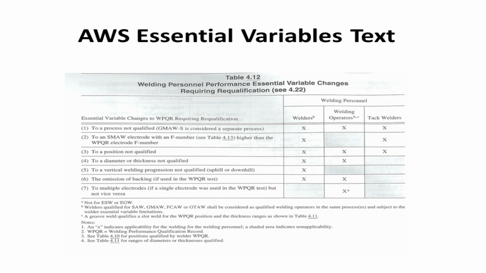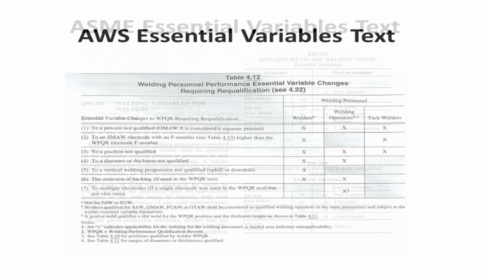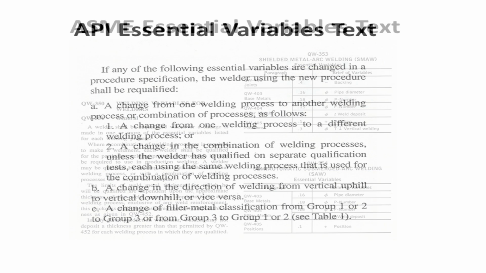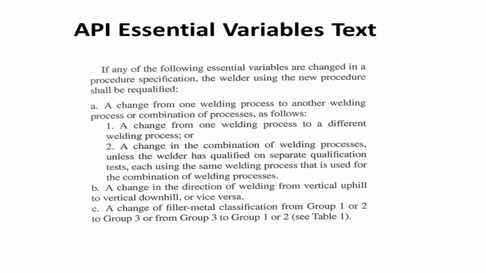Okay, then in the AWS code, you can find a list of essential variables on the chart in table 4.12 in the D1.1. In the ASME, the essential variable text here, you'll find that in QW-350. And in the API code, you find the essential variables text here. Now, note that there are some differences between the codes as you look through these three.